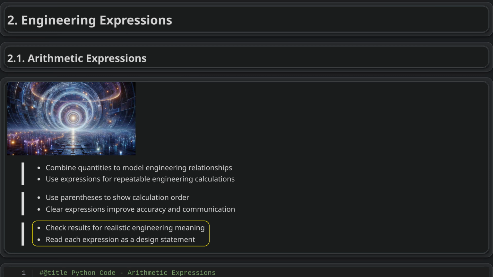Engineering arithmetic expressions should be checked for scale, realism, and physical meaning, not just computed correctly. Because the numbers represent real quantities like lengths, loads, or costs, results should match engineering judgment. If an answer seems unrealistic, the problem may be an incorrect dimension, a repeated multiplier, or another setup error. Treat each expression as a meaningful statement and make sure every part supports the design or analysis goal.